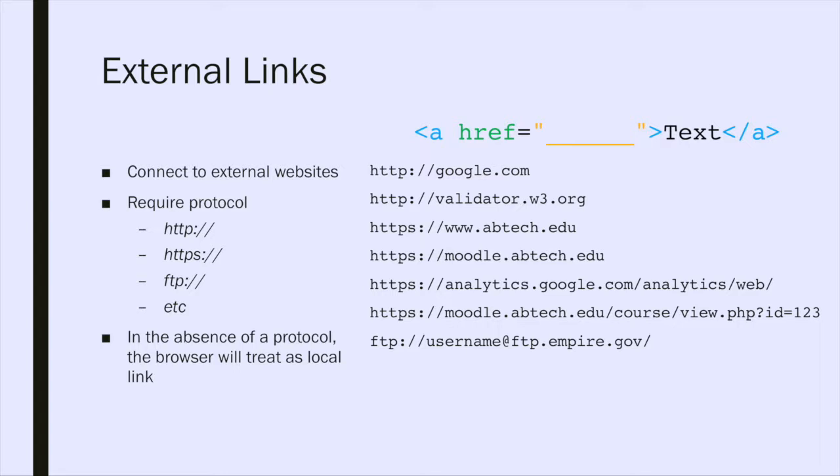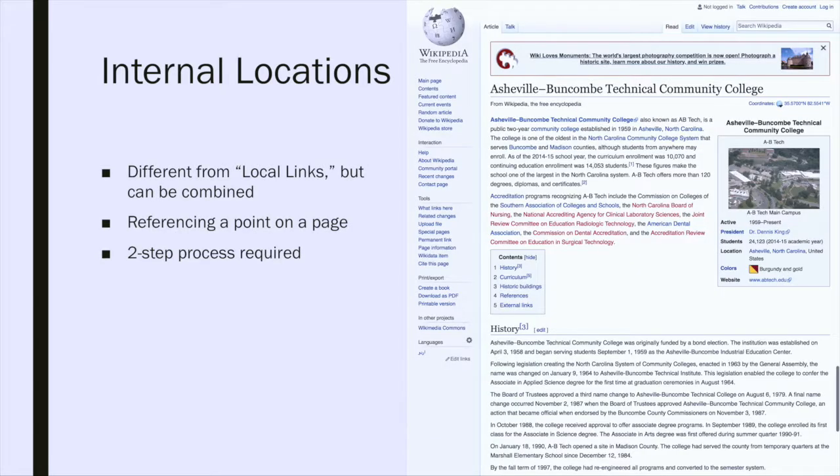Now this can be as complex as you want it to be. I've given you a few examples such as validator.w3.org, www.abtech.edu, moodle.abtech.edu, analytics.google.com/analytics/web, and so on. This can be as complex as you want it to be or as simple. If you have internal locations, this is different from your standard local links, but it can be combined. I'll explain that in just a minute.